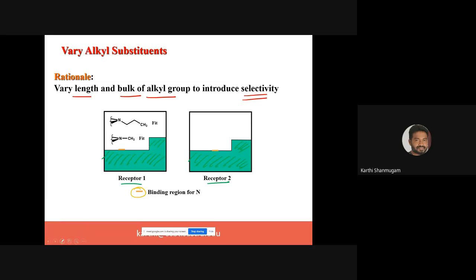So let's say this is the first molecule and this is the second molecule. Which of these molecules can be fitted in receptor 1? The condition here is that the nitrogen of the drug molecule should go and bind to the binding region, because that's the corresponding binding region for N. If you do so, can we fit both the molecules in this binding site or only one molecule?